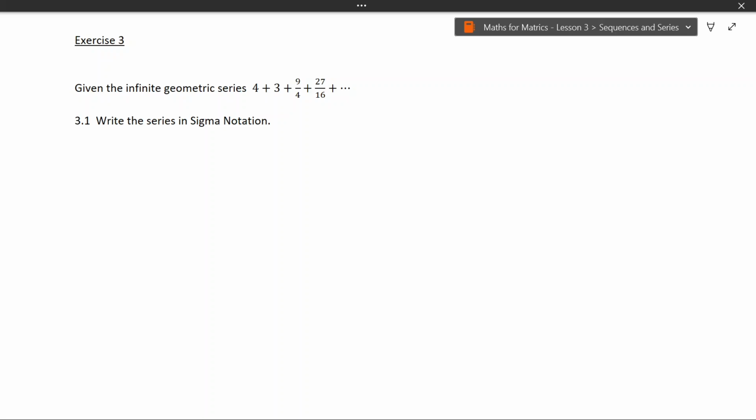4 is the first term. Therefore, a is equal to 4. r is equal to T2 divided by T1, and T2 divided by T1 is 3 divided by 4. Therefore, r is equal to 3 over 4.